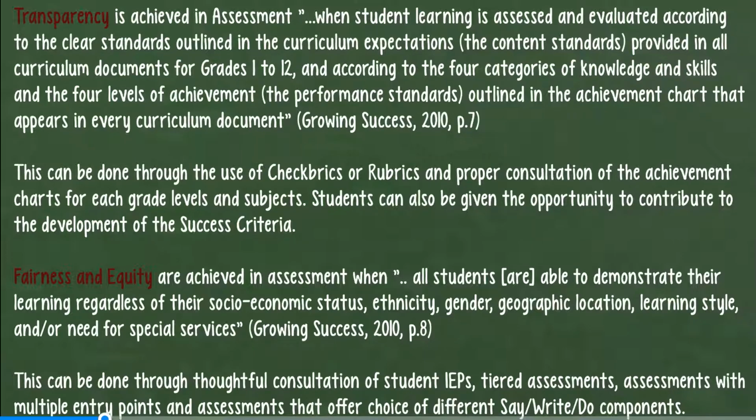Fairness and equity are achieved in assessment when, according to Growing Success on page 8, all students are able to demonstrate their learning regardless of their socioeconomic status, ethnicity, gender, geographic location, learning style, and/or need for special services.